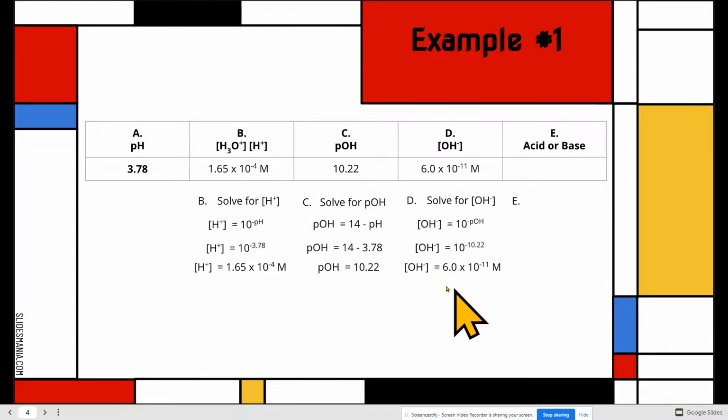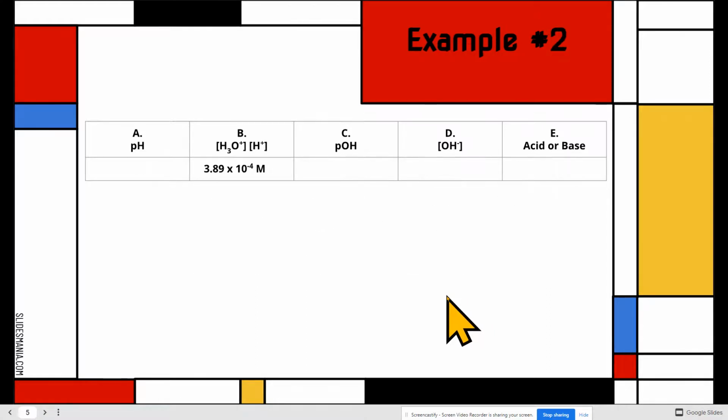Oh, by the way, in this example, guys, 10 to the negative 3.78, they actually put it in the calculator and got the final answer right there. This is scientific notation, and you can do that, or you can just leave it as 10 to the negative 3.78. It should still be more or less the same answer. Cool, let's try this out. So look at this one right here.